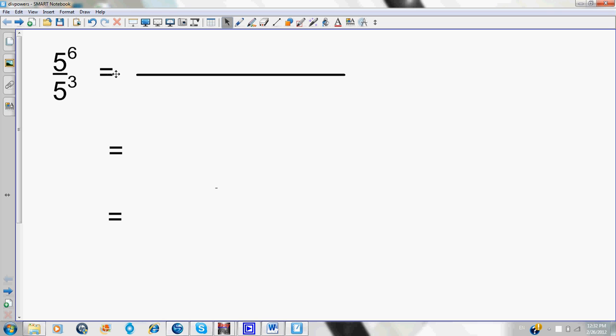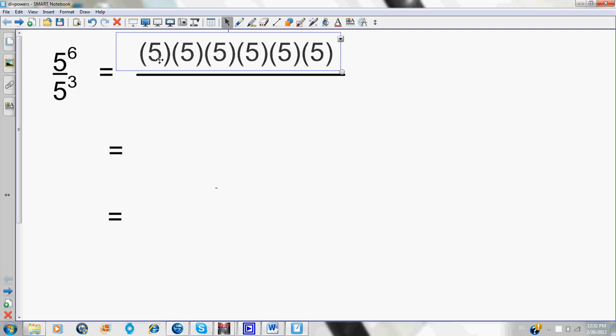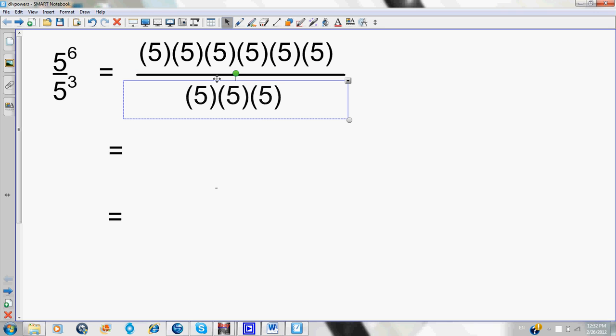Now if we were to write this out, that means 5 multiplied by itself 6 times. See, 1, 2, 3, 4, 5, 6. 5 multiplied by 5 6 times, divided by 5 multiplied by itself 3 times. Now remember, when you are dividing and you've got numbers in the numerator and numbers in the denominator that have common factors, you can cancel out some of those factors.